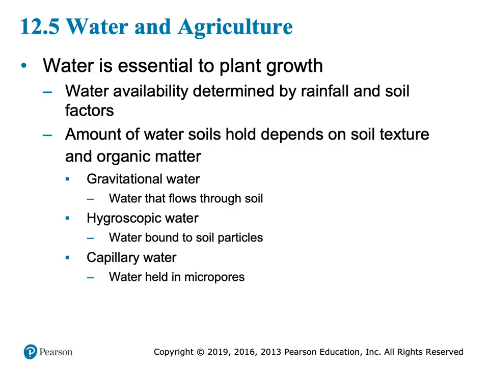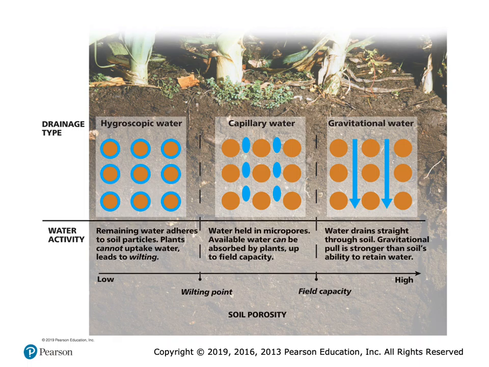These different types of water help determine the amount of water that the soils hold, which will depend on the soil texture and organic matter. So this is a look at soil water. The field capacity is the amount of water that a soil can retain against the pull of gravity. And when soil water is below the wilting point, plants are no longer able to take up water fast enough to keep pace with transpiration.